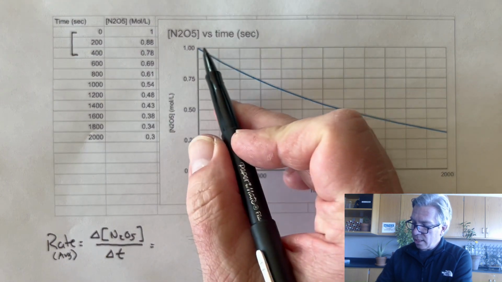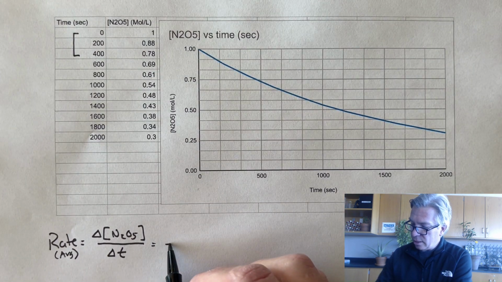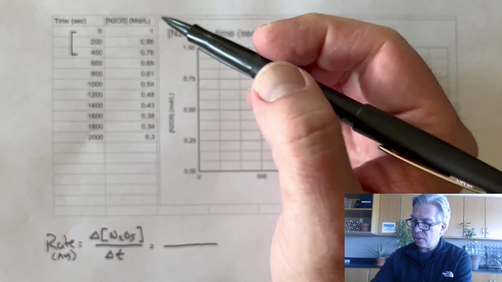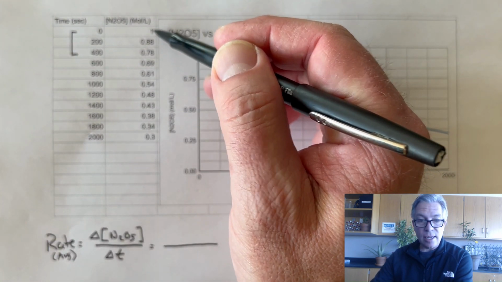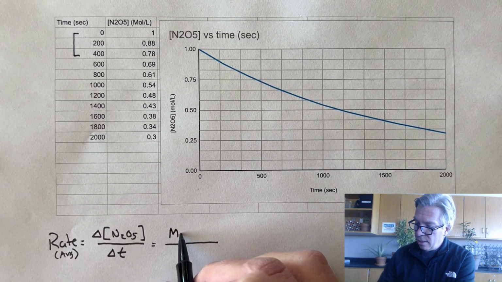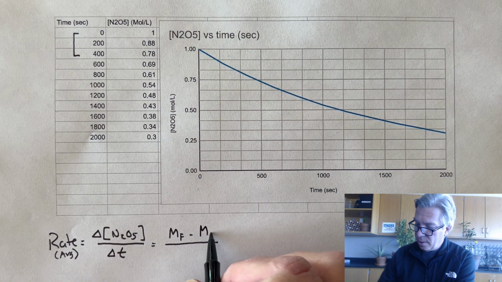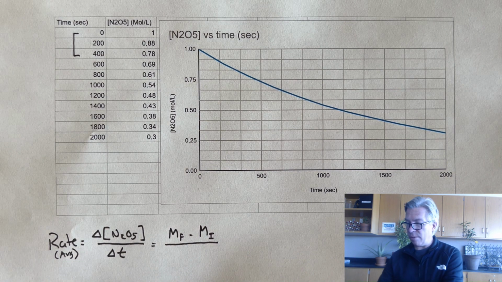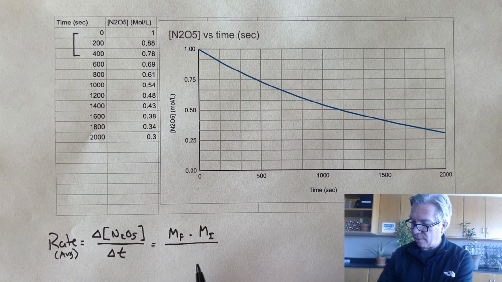the change in concentration. So I'm just going to actually subtract two numbers. The concentration during that time went from 1 down to 0.78. And I'm actually going to do final minus initial. That's a pretty typical thing we do in chemistry class. Final minus initial if you're taking a difference. And on the bottom, we're going to go T final minus T initial.